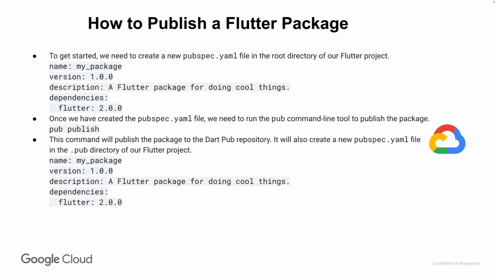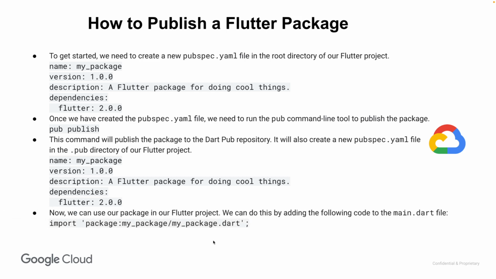Now, we can use a package in a Flutter project. We can do this by adding the following code to the main.dart file. All we have to do is import the package named my package that we have published earlier. This code will import our package and use it in our Flutter project.